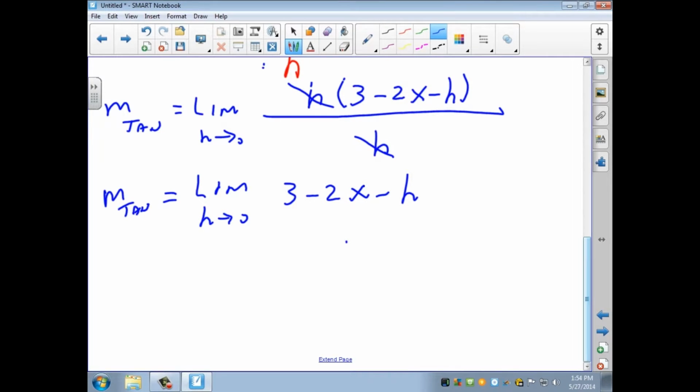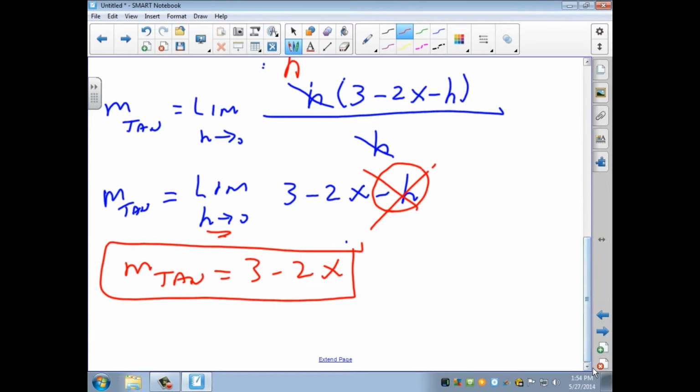Now, when you drive h towards 0, the only place that would impact is right here. It's a minus h. So that h would get smaller and smaller until it would disappear completely. Therefore, the slope of a tangent line would be 3 minus 2x. That is the slope at any point x. I'll get to the specific point in just a second. That is for any point.